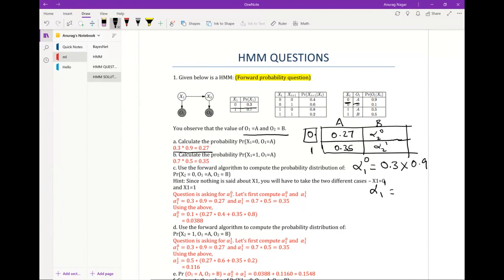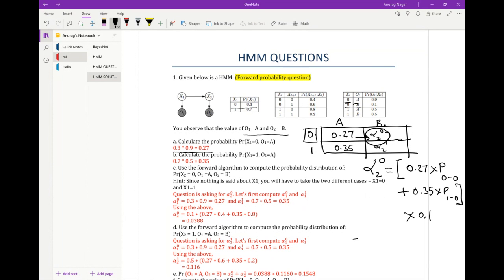Now can you use this to compute alpha 2? Computing alpha 2 state 0 is simply either this jump or this jump. So let's worry about the top jump first. This means 0.27, which is this value, multiplied by the probability of 0 to 0 jump, plus 0.35 multiplied by the probability of 1 to 0 jump. Now the whole thing is multiplied by being in state 0 outputting B. State 0 outputting B is 0.1. So this thing is multiplied by 0.1.